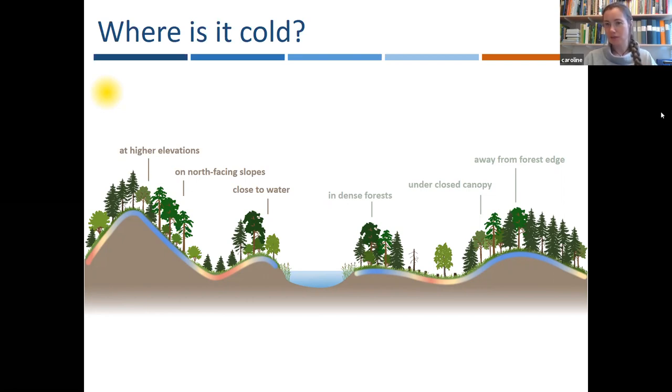And then you have the forest or vegetation effects. So it's cold in dense forest under closed canopy, mostly because, again, they are shading from the sun, but also away from forest edges. You have probably heard of edge effects. Again, forest edges are leaking cold air. So if we want to keep a cold microclimate in forests during hot summer weather, then it's important to keep continuous forests and not fragment them further.